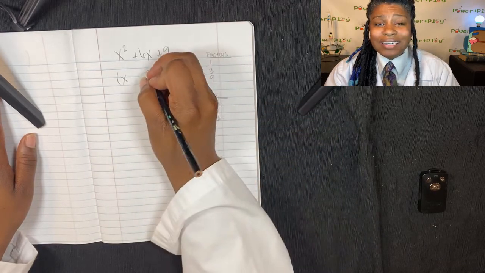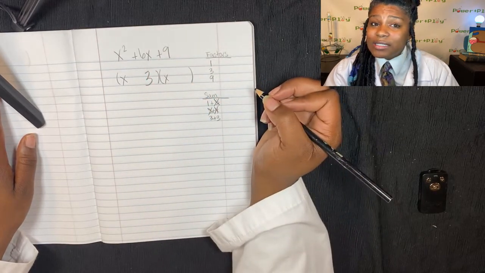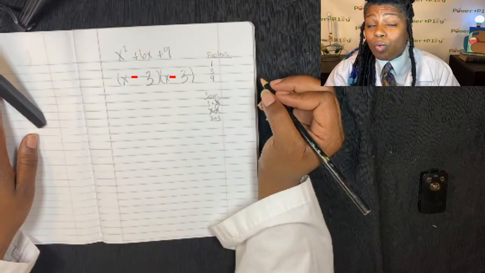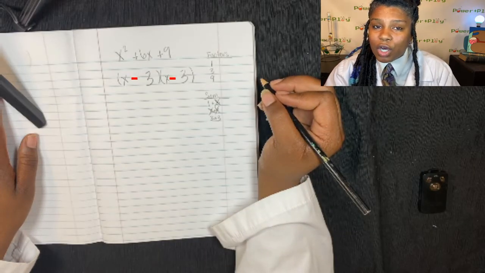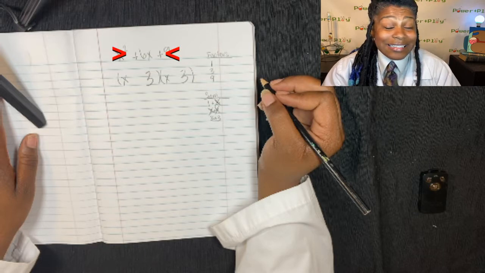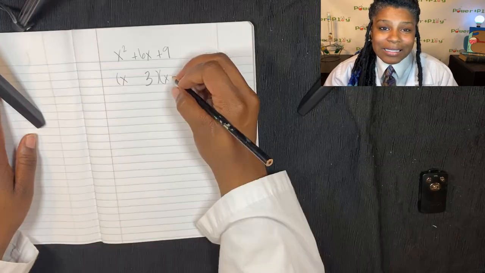Now we need to know, do we need to add the 3's or do we need to subtract the 3's? Because negative 3 times negative 3 would also give us 9. So we need to look at, do we need to use positive 3's or negative 3's? And in order to find that out, we just look again at the middle term. Since it has to be positive, we know we need to use 2 positive 3's.